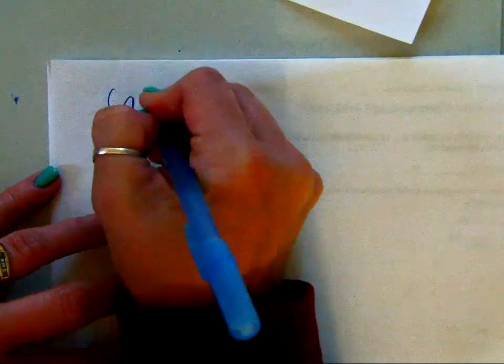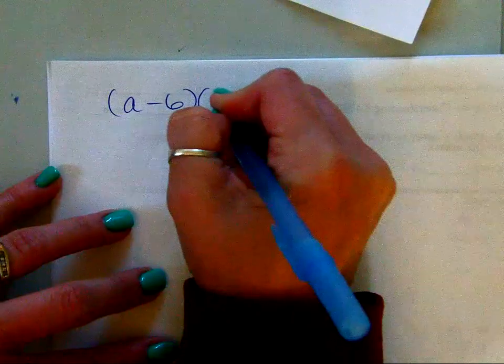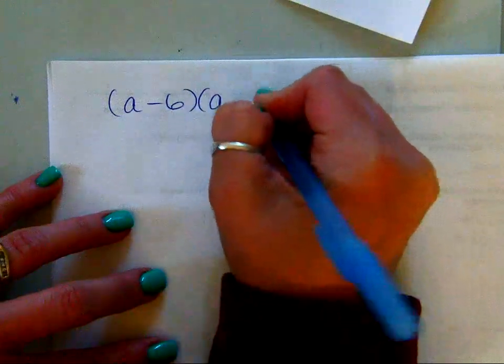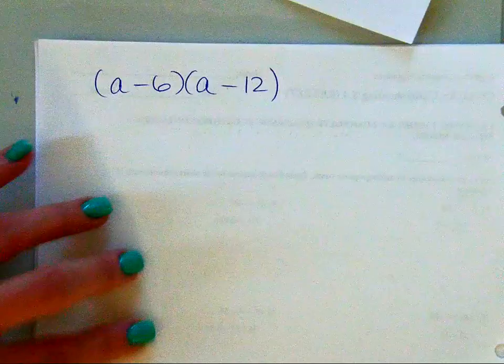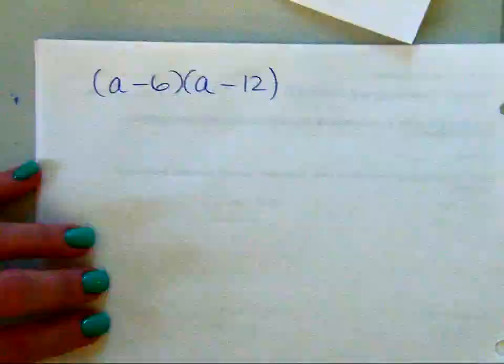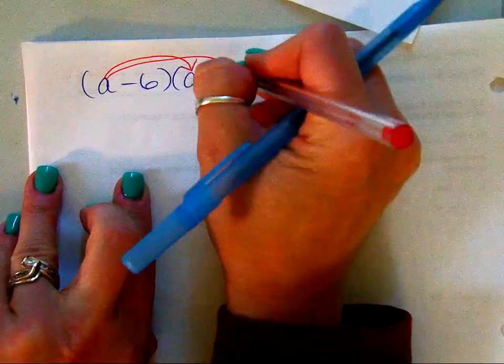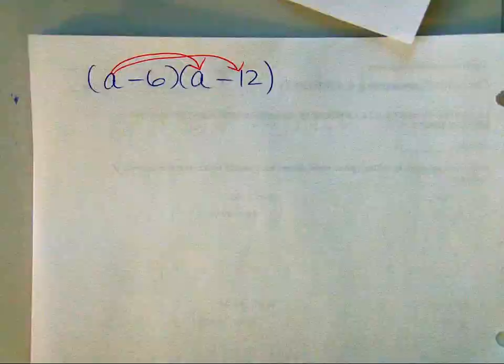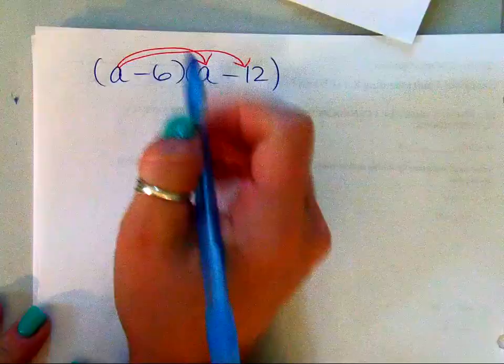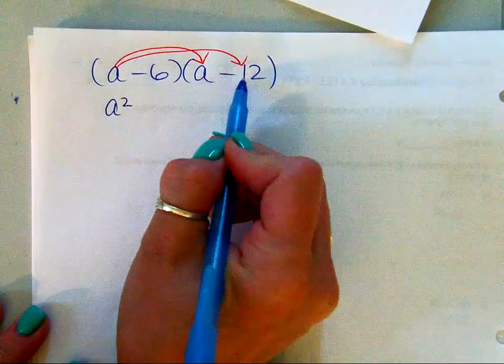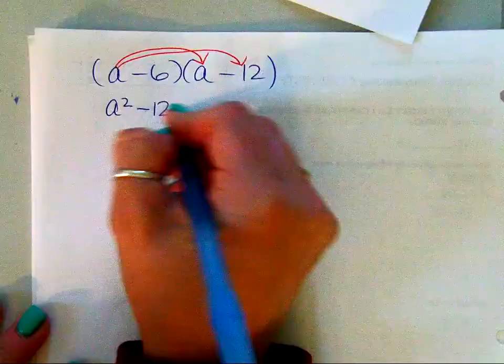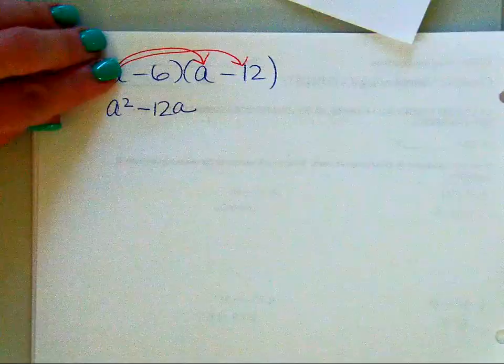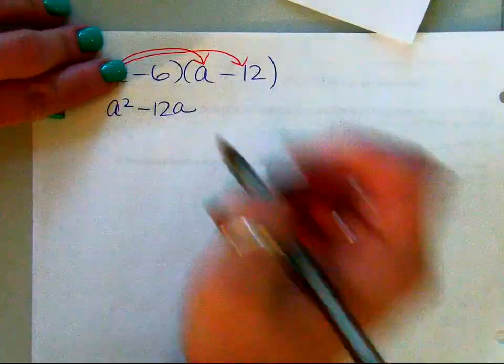How about this one? A minus 6 times A minus 12. So you're distributing the A first. And these little arrows are not part of, like, you do not have to show those. It's just me kind of teaching you. A times A is A squared, and A times negative 12 is negative 12A. The A's done. Cover it up. Now distribute the negative 6 times the A and the negative 6 times the negative 12.